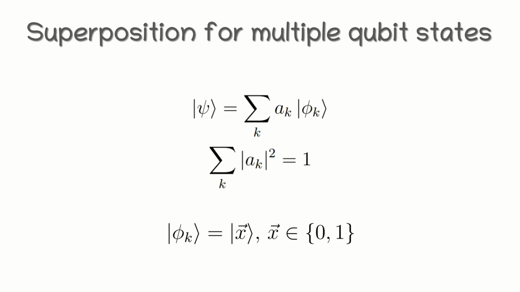The general state of a k-qubit quantum register can be written as a linear superposition of the basis vectors. Here, a_k are complex numbers, and ket phi are the basis states. So, basically, superposition is a combination of basis states. It is worth noting that the computational basis is not the only orthonormal basis. There are infinitely many. One important example is the so-called Hadamard basis.